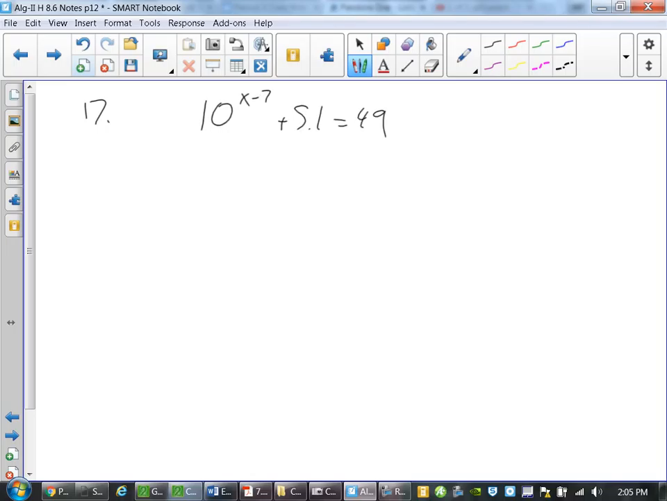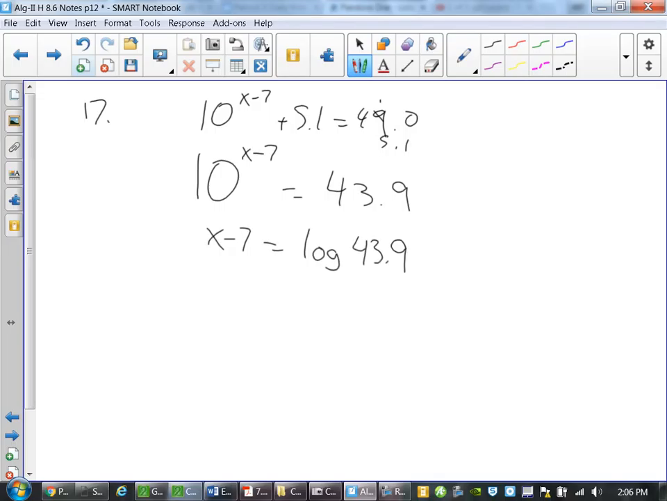So this one here, you got to work yourself backwards. Subtract 5.1. And now you have to get that exponent to drop. In order to get that exponent to drop, we have to take the log base 10 of both sides, or just hit the button that says log. So you take the log of both sides, you're going to get this minus 7 is the log of 43.9. That's some crummy number. To that, you add 7.